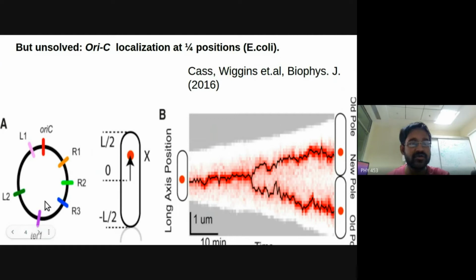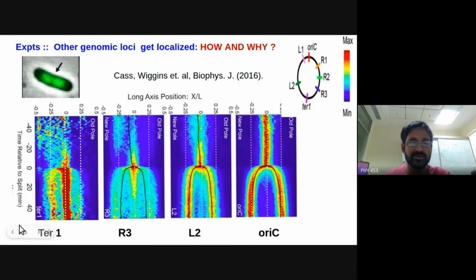Similarly, the other loci along the chain also get localized to certain cellular addresses, and as you can see here, the other loci, TER1, R3, L2, and so on. The question is, how do these loci get localized and why? Surely it is incompatible with the entropy model as it is, because the entropy model would predict that the loci can be present anywhere along the cell long axis. It need not be localized to certain points along the cell long axis.